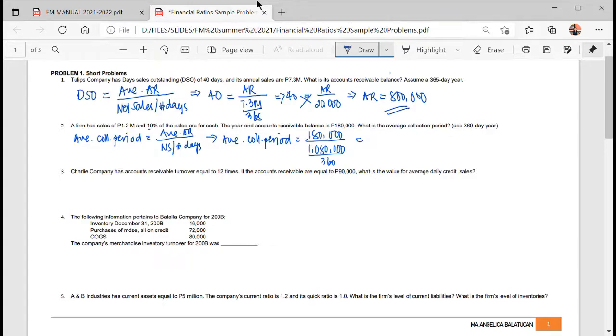But for this one, you can start with the denominator first. So how much is the daily sales? That's 1,080,000 divided by 360, the daily sales in terms of credit sales. So that would be 3,000 a day. So you have 180,000 divided by 3,000. So the average collection period is 60 days.